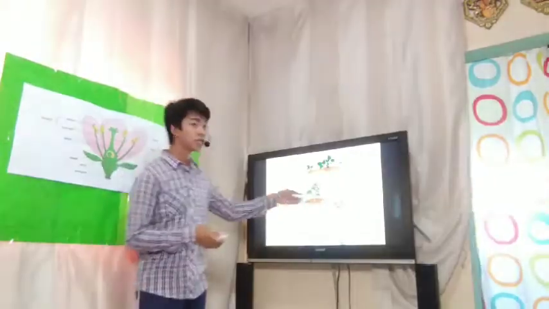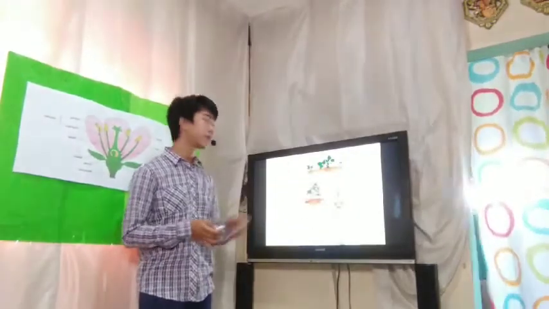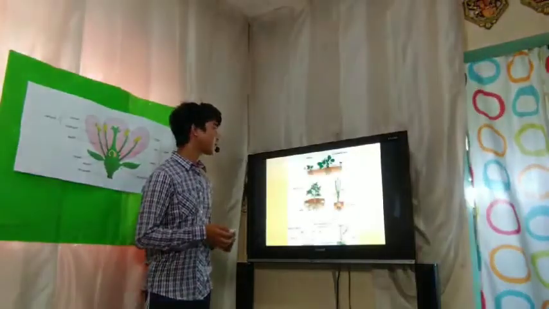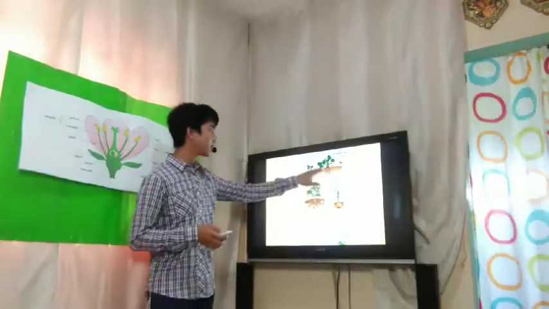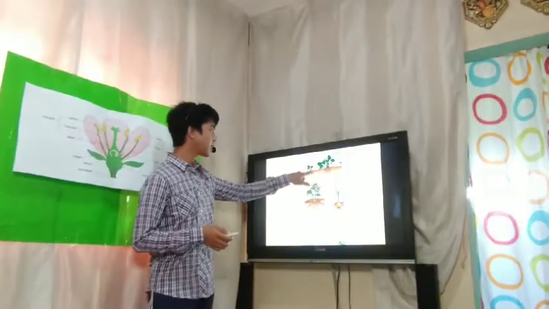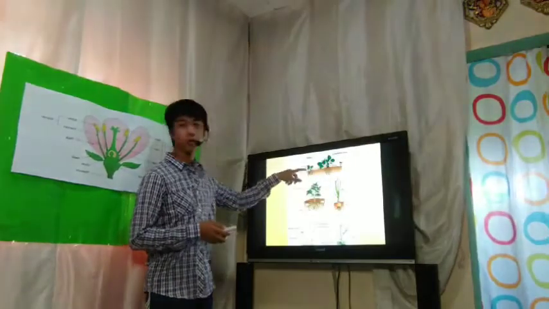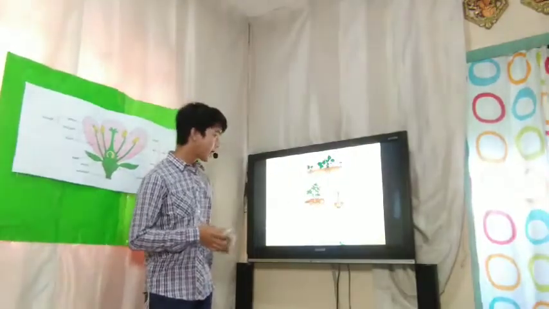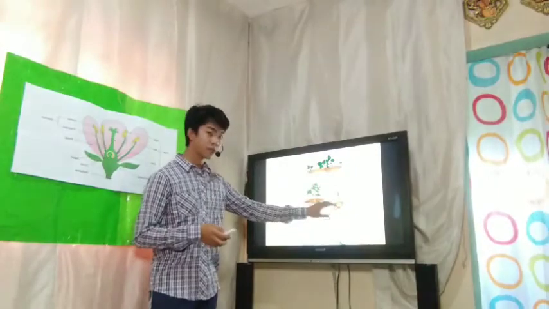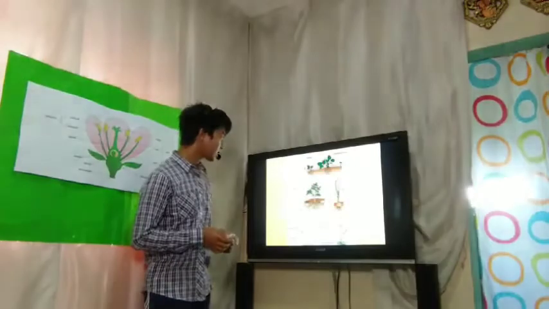So this picture shows the different types of asexual reproduction. In the strawberry, these are what they call runners, and then it will have roots to produce a new strawberry. And the onion here is the bulb. So the potato is the tuber.